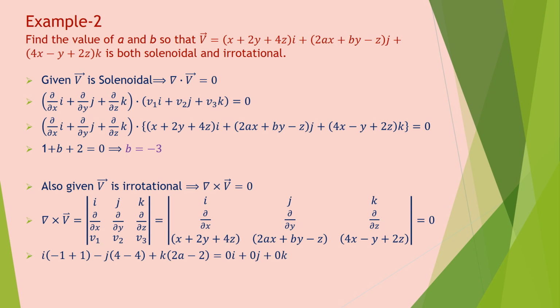So the 0 vector we can write as 0i plus 0j plus 0k. Now we know that whenever two vectors are equal, their component coefficients are equal. That is, here 0i plus 0j plus k into 2a minus 2. Right side, 0i plus 0j plus 0k. So the coefficient of k on the left hand side is 2a minus 2, the right hand side is 0, so we can equate it. So 2a minus 2 is 0, hence we get a equal to 1. So finally, the value of a is 1, the value of b is minus 3. So this is the solution.